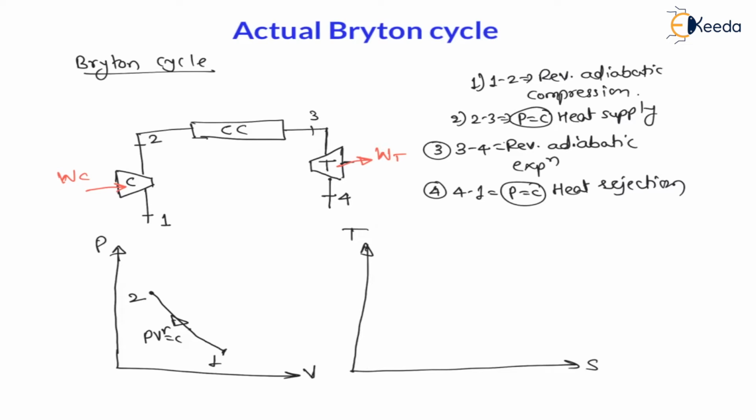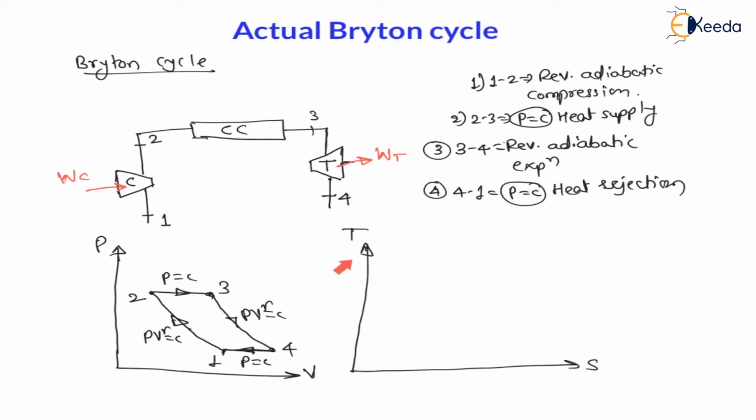Now 2 to 3, constant pressure heat supply in the combustion chamber. Therefore at constant pressure heat is supplied, and volume increases from 2 to 3. Now 3 to 4, again reversible adiabatic expansion in the turbine, so there will be a reversible adiabatic expansion like this. For 3 to 4, P v raised to gamma is equal to constant. And 4 to 1 is constant pressure heat rejection to the surrounding.